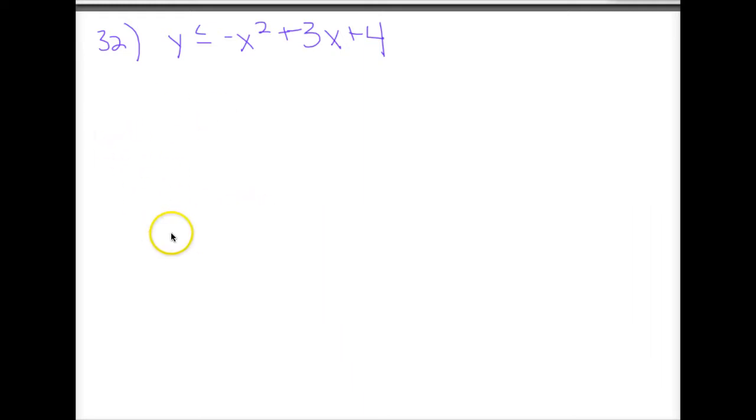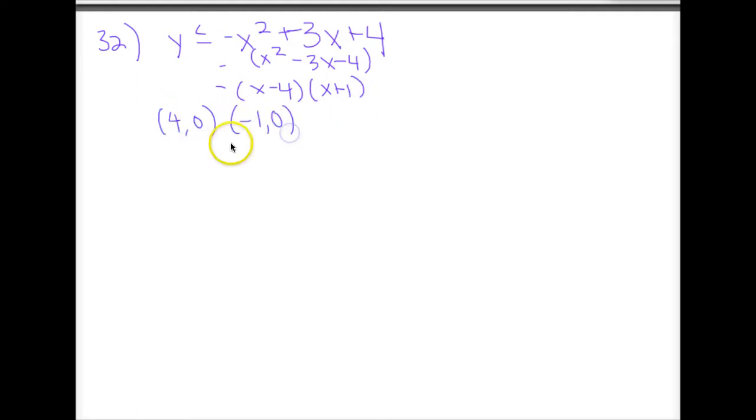So I just found the x-intercepts, the y-intercept, and the vertex, and I plotted those, and then I used my graphing calculator to shade. So this guy was factorable if you were doing it by hand. Remember, you have to take out the negative first, and then it's x minus 4 times x plus 1. So your x-intercepts are (4, 0) and (negative 1, 0). I know that my y-intercept, when I plug in 0 for x, is 4. So my y-intercept is at the point (0, 4).